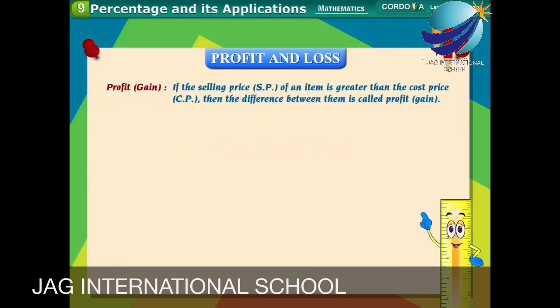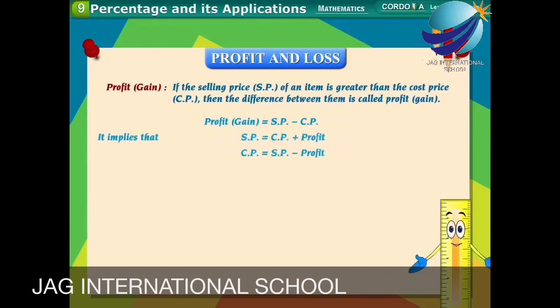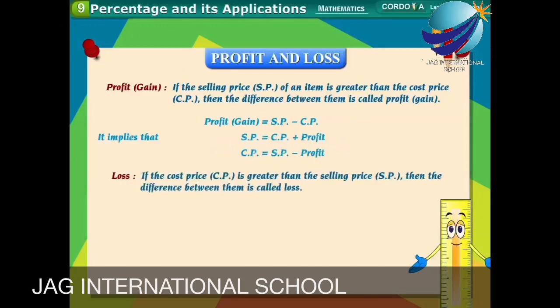Profit, gain. If the selling price, SP, of an item is greater than the cost price, CP, then the difference between them is called profit, gain. Profit, gain is equal to SP minus CP. It implies that SP is equal to CP plus profit. CP is equal to SP minus profit.